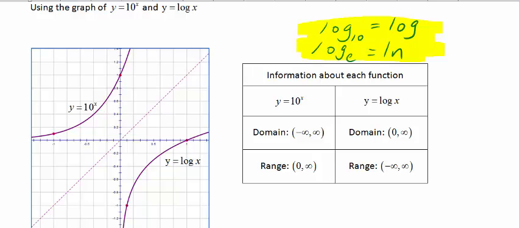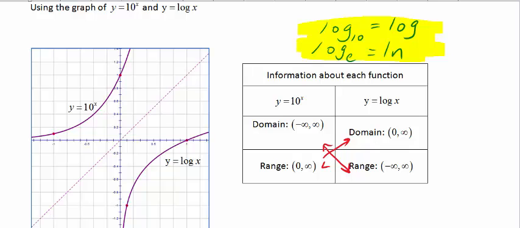We have a nice little chart here describing the exponential function. The domain, we talked about all the domains were negative infinity to infinity. The range was going to be above 0. Well, since we're switching x and y, the domain and the range are flipped. So the domain is going to be, at least for the parent function, the same as the range. And vice versa.